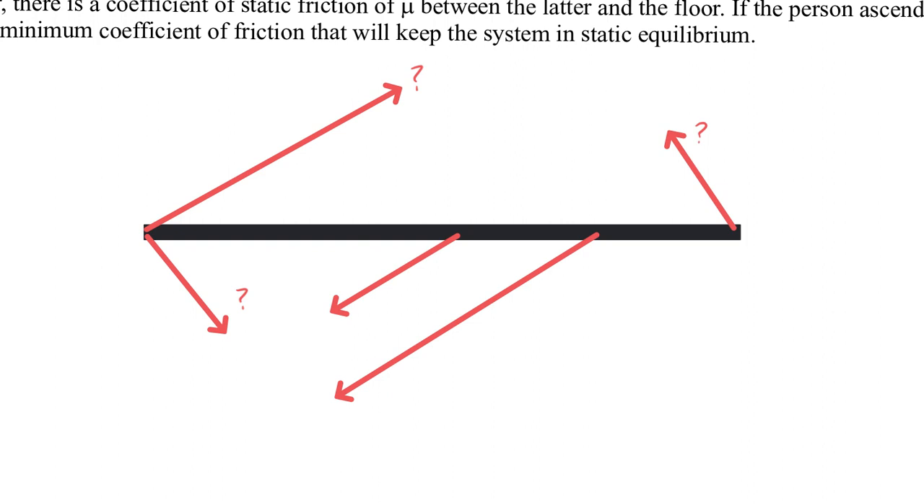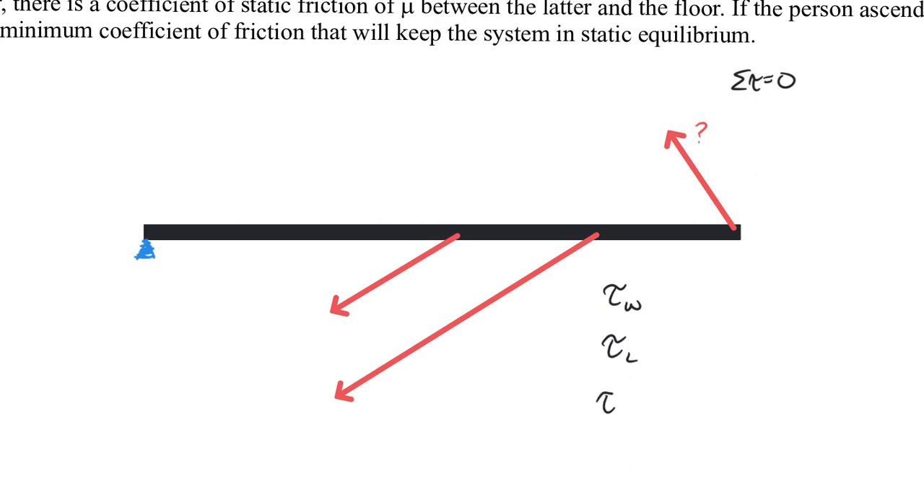So I'm going to ignore that force and that force, get them out of the way so I don't have to see them. Whoa, I don't know what happened there. And put my pivot point right here. I know net torque equals 0. And there are 3 torques. There's the torque from the wall, there's the torque from the ladder, there's the torque from the person.